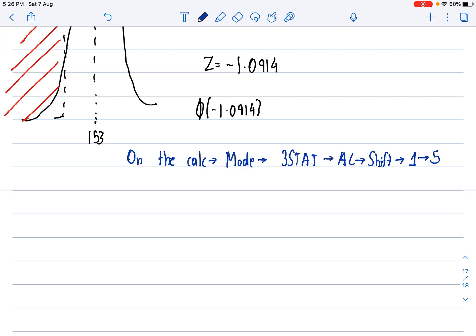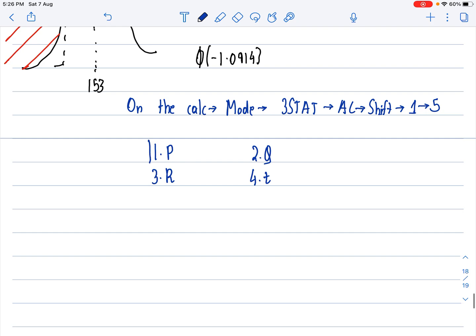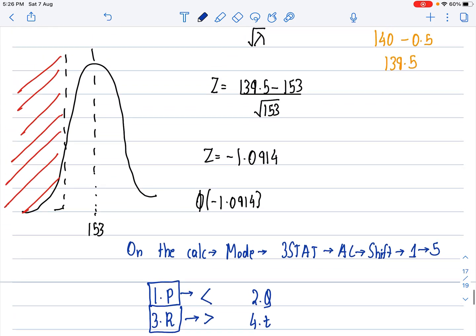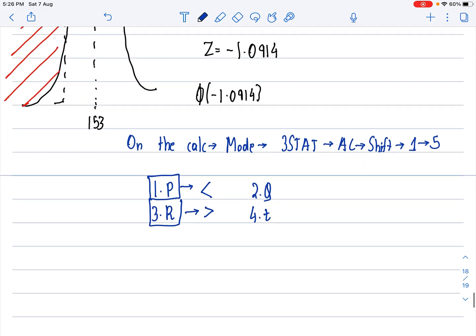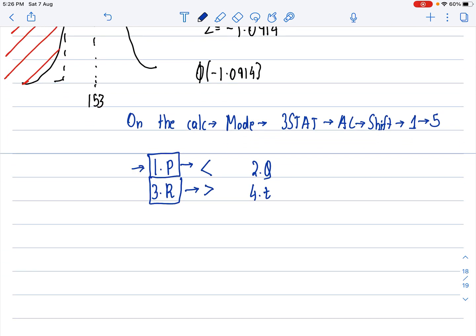Correct? So on your display, you basically get 1p, 2q, 3r, and 4t. Options 2 and 4 are not that important. You know option 1 is for the less than values and option 3 is for more than values. Correct? You only need to know whether it's less than equal to, more than equal to. Okay? So basically in this case you have a less than. So you click basically on option 1.